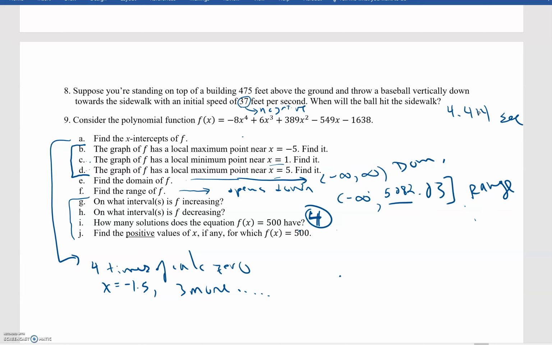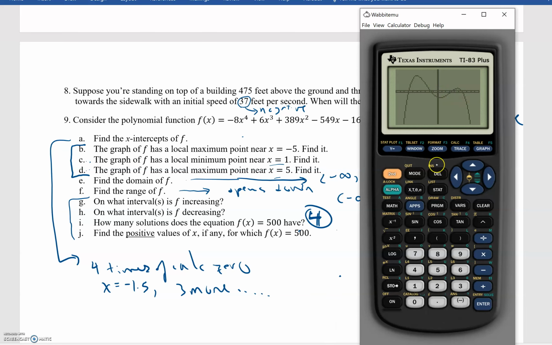Question J goes a bit deeper. It says find the positive values for which f of x equals 500. So are there any? Well, yes, there are 2 of them. I think I'm going to need to zoom in to see that a bit better. Hopefully that'll give me an okay picture. But now, since these are my positive x values that I'm looking at, I need to find this intersection and this intersection. So we're going to have to do calc intersect twice. And the first one is 3.714, and then we do it again.